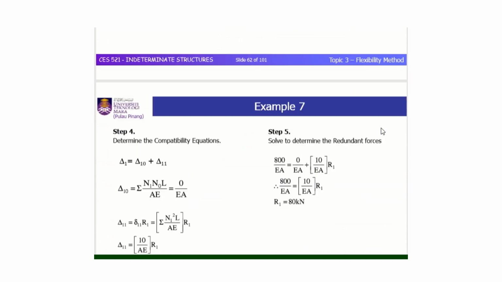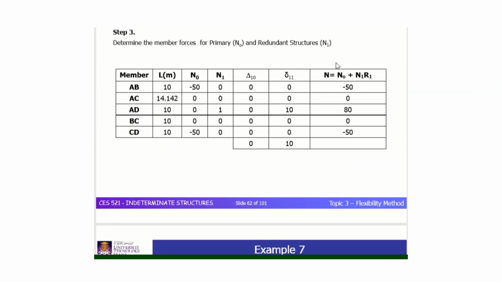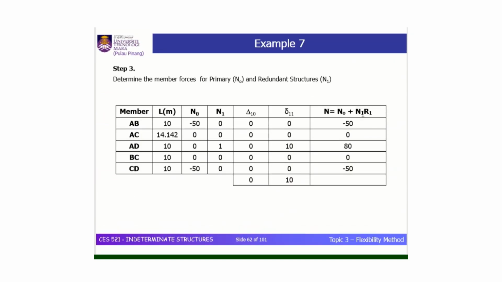After you have determined the redundant force, your next task is to determine N. This N represents the internal forces for the actual structure. R1 is the redundant force you have just determined. So the internal forces for the actual structure equal the internal forces for the primary structure, the value here, plus the internal forces for the redundant structure multiplied by R1. So N1 multiplied by R1 plus N0, and you get this value.